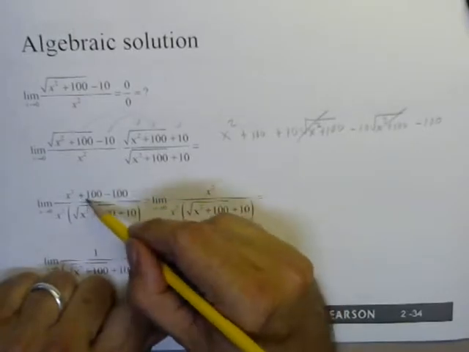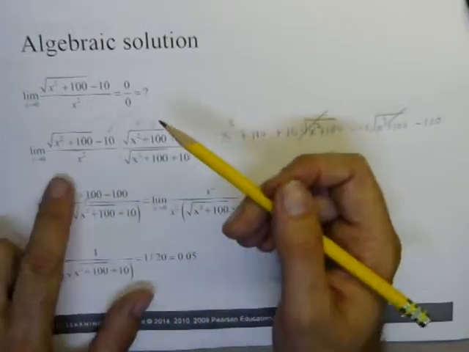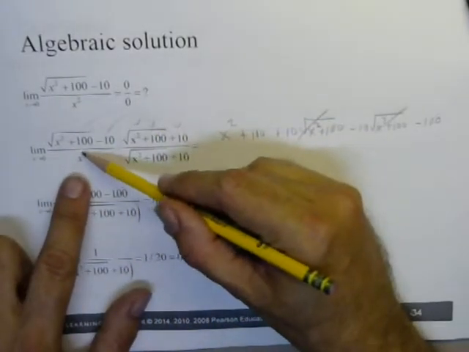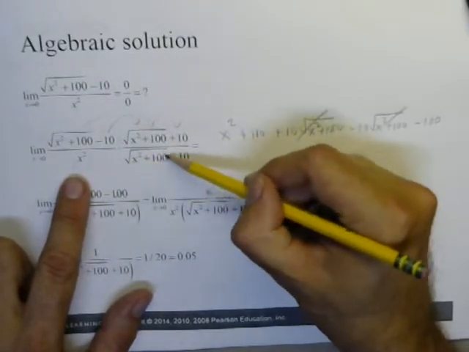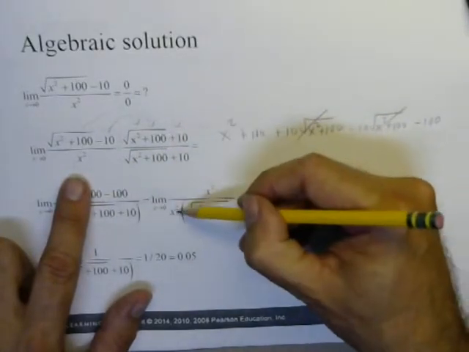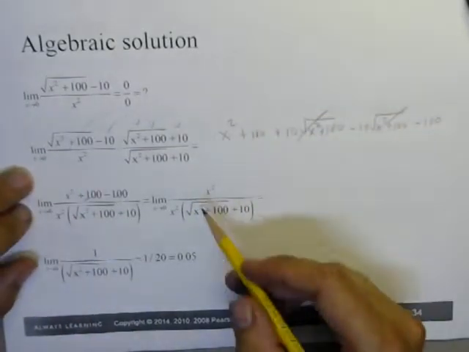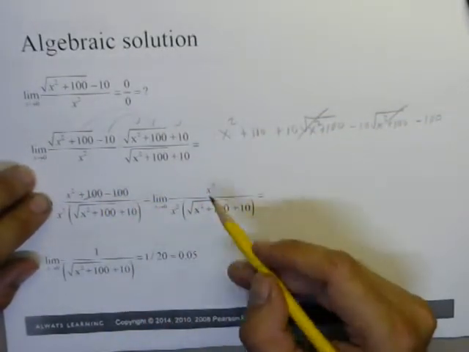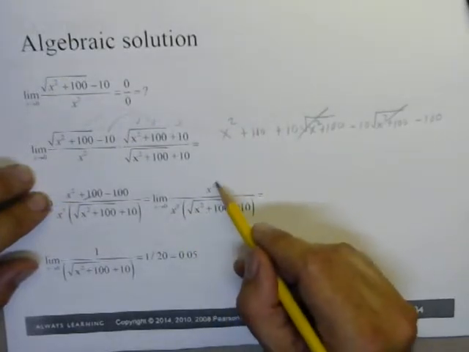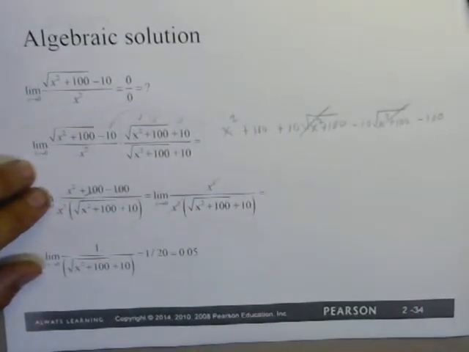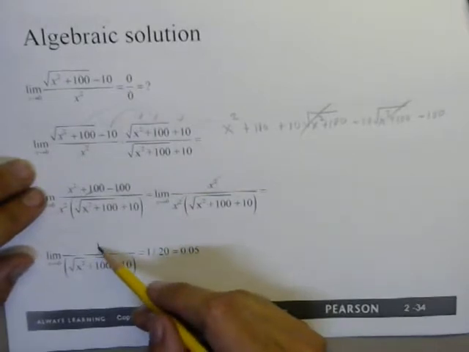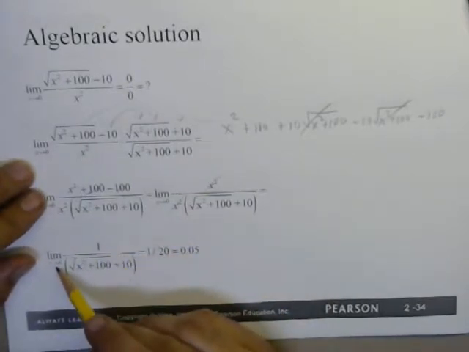And you'll notice in the next step we can cancel the 100s. Then on the bottom, I can multiply the x squared times this term and that term. I can't really put it inside the square root unless I write it as x to the 4th, so let's just leave it like that for now. So the 100s cancel, and then you notice something else nice happens here: the x squareds cancel also. Then you'll get this, and then take the limit of this as x approaches 0.